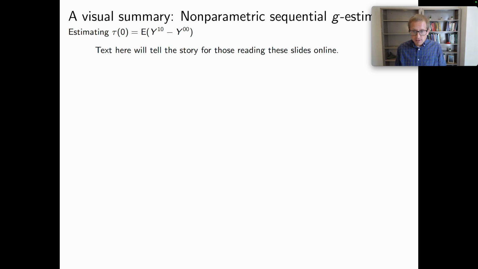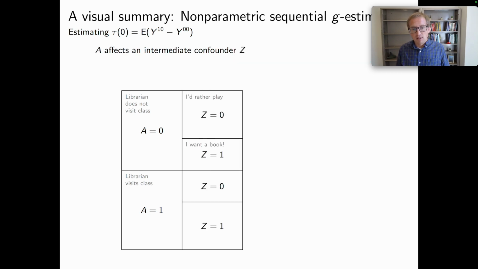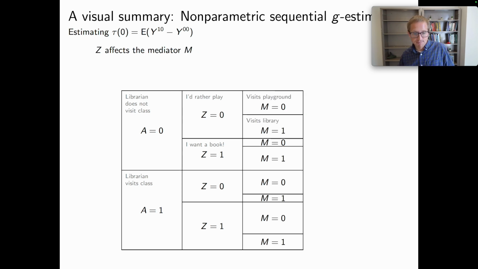I want to think about a hypothetical example where we're that school principal and we want to get kids to read books. Here we're going to focus on estimating the controlled direct effect in a world where we intervene to close the library. So our treatment variable A is whether the librarian visits the class. In our example, this was randomized. So randomly, some students are assigned to have the librarian visit their class and others have the librarian not visit their class. Now, the librarian visiting your class may affect the value of an intermediate confounder, whether you'd like to go visit the library or whether you'd rather go play on the playground. It might be the case that when your librarian visits the class, then you're more likely to want to go visit the library.